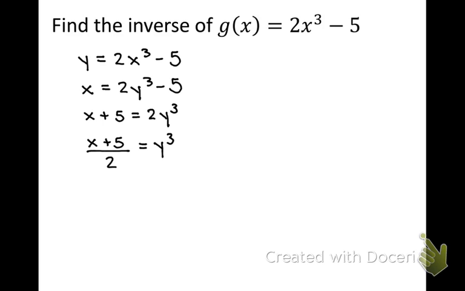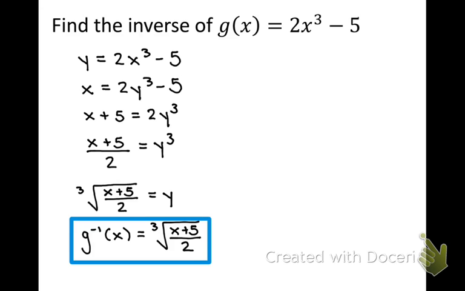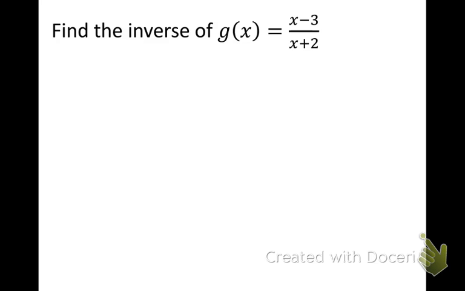How do I undo a cube? Cube root. So I'm going to have the cube root of x plus 5 over 2 equals y. Very last step is to use my fancy pants function notation for my inverse. So I'm going to have the inverse of g of x equals the cube root of x plus 5 over 2. Might not look pretty, but it's beautiful to me. You're good to go.